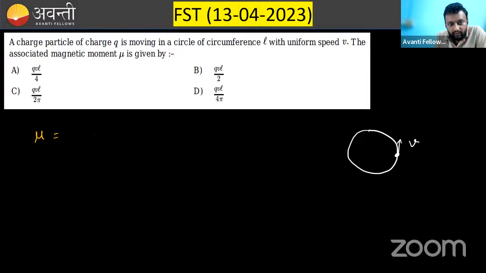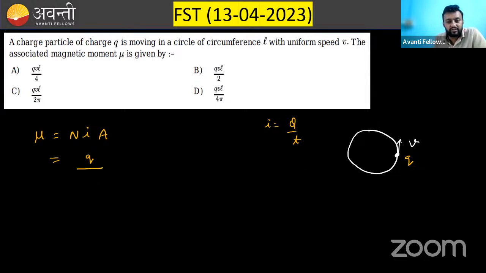The magnetic moment is equal to I into A, or you can say NIA, where N is the number of turns. They are not dealing with the number of turns, so N is 1 here. So it is I into A. The magnitude of charge is Q, revolving with a speed V. You know that I is equal to charge over time, Q over T. So I is equal to charge Q divided by the time to complete one revolution.